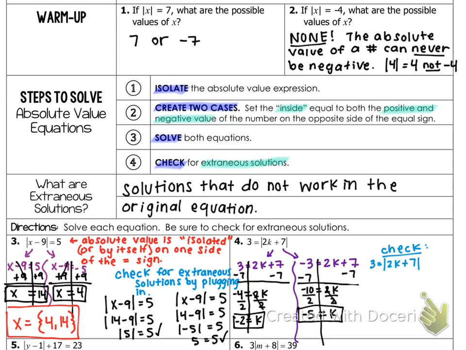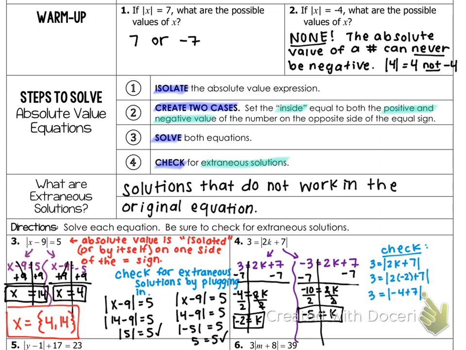If you could do this in your head, you could do it in your head. But if you feel like you can't, please write it down. I'm just showing you my work here, but if you say, okay, 2 times negative 2 is negative 4. Negative 4 plus 7 is a 3. So that works. If you could do that, that's fine. But if not, write it out.